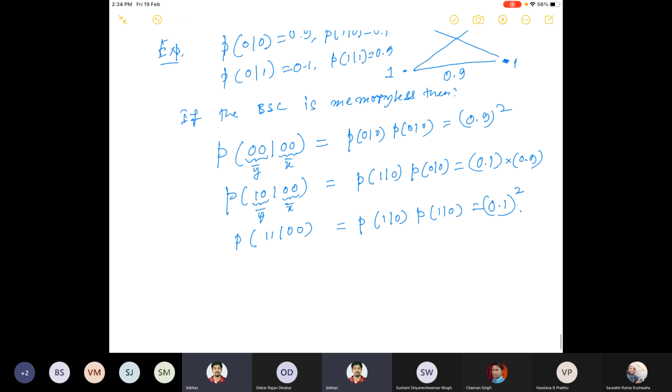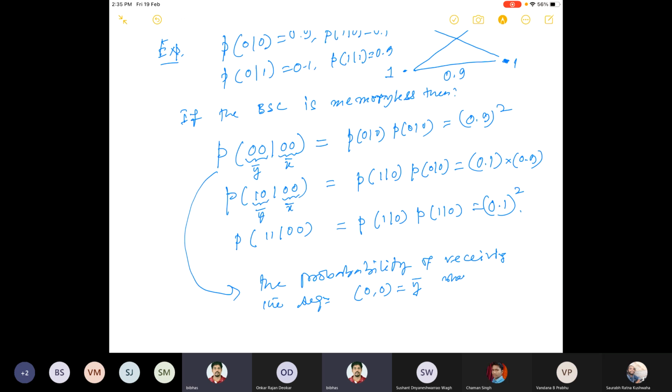So what is the meaning of that? The meaning is the probability of receiving the sequence, say 0 0, which is y bar, when x bar, which is 0 0, is transmitted. This is the meaning of a memoryless channel.